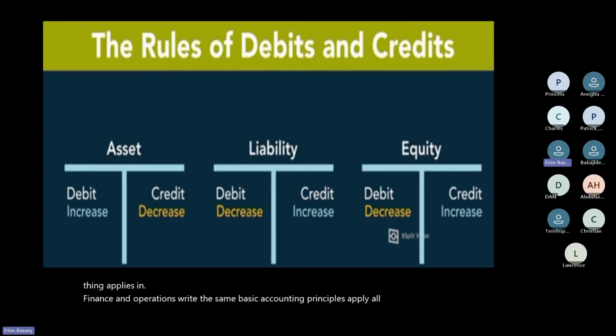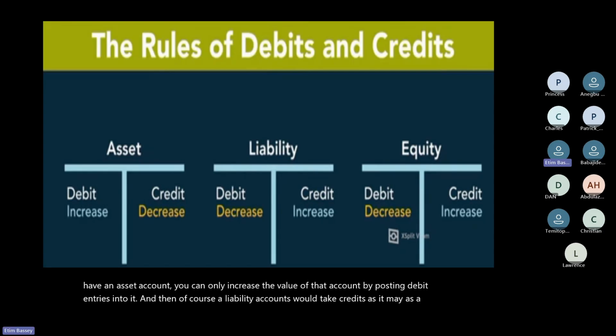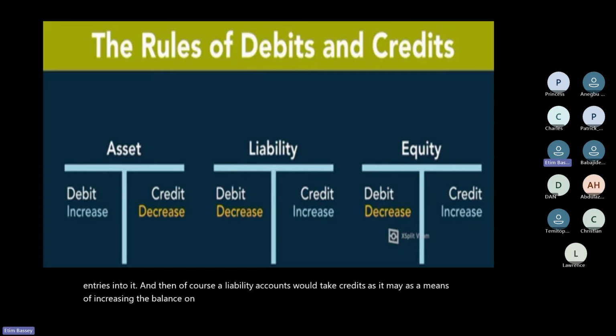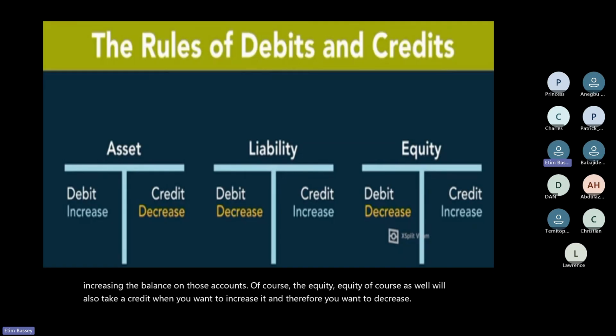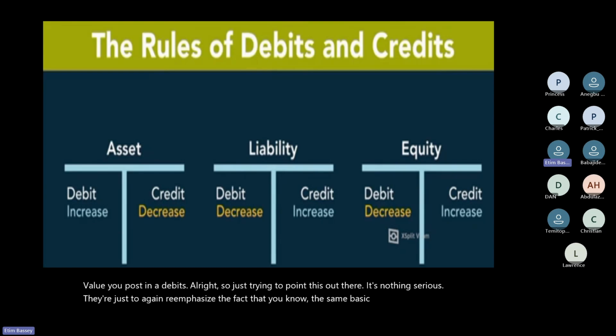So if you have an asset account, you can only increase the value of that account by posting debit entries into it. And then, of course, a liability account would take credits as a means of increasing the balance on those accounts. The equity will also take a credit when you want to increase it, and when you want to decrease the value, you post a debit. All right. It's nothing serious, but just to re-emphasize that the same basic double entry principle that we all know in accounting still applies in the application.